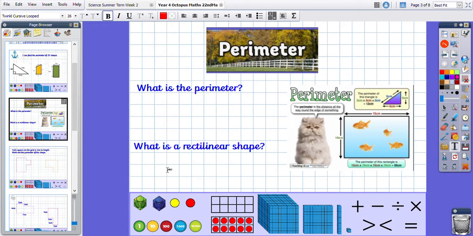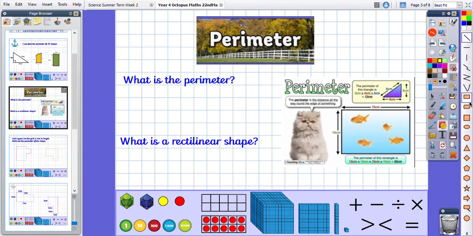Okay, what is a rectilinear shape? Well, that's a tricky one. It's a collection of rectangles put together which make an interesting shape. So let's have a look at an example.